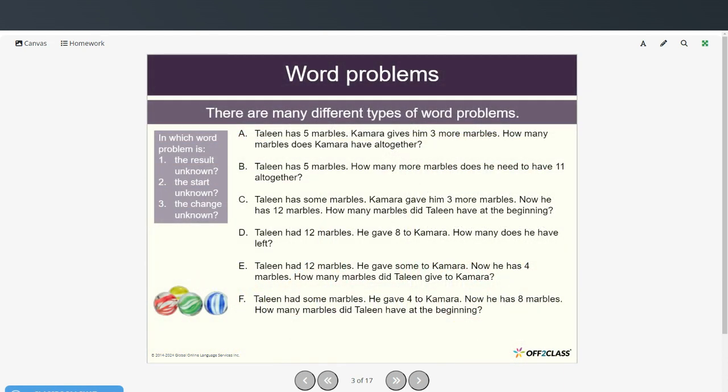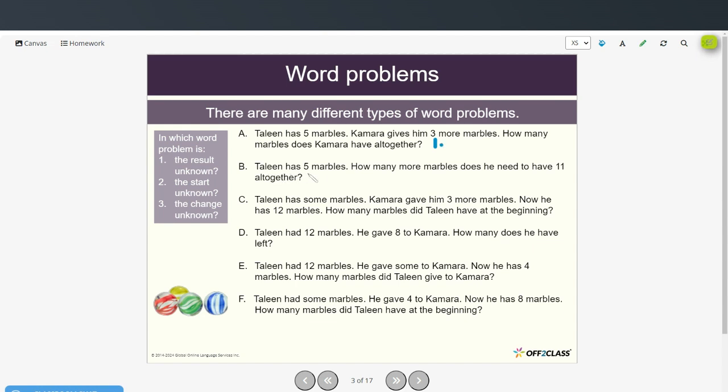Okay, so there are many different types of word problems. So in which problem is the result unknown, the start unknown, or the change unknown? So in letter A, Talene has 5 marbles. Kamara gives him 3 more marbles. How many marbles does Talene have altogether? Well, here we know the start. We know the change, so it's the result that is unknown.